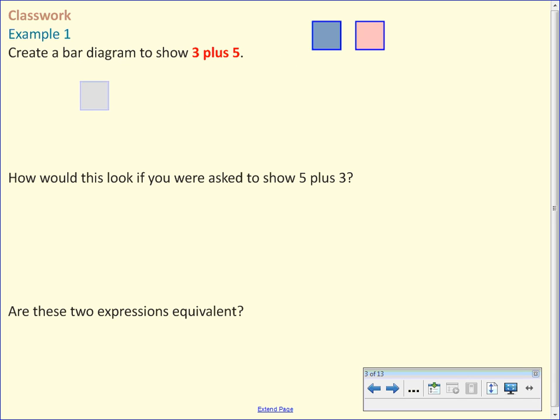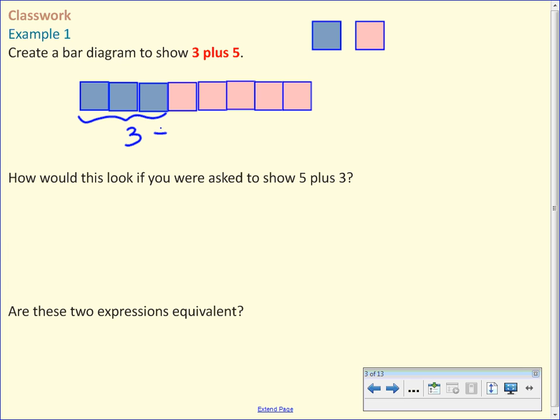So let's see, 1, 2, 3 plus 5. 1, 2, 3, 4, 5. It's a little crooked bar diagram, but you get the idea. So we have 3 plus 5. So far, so good? Sorry, I didn't mean to take that out from under you. Well, suppose we had to do 5 plus 3.